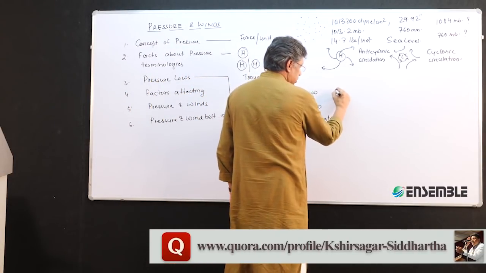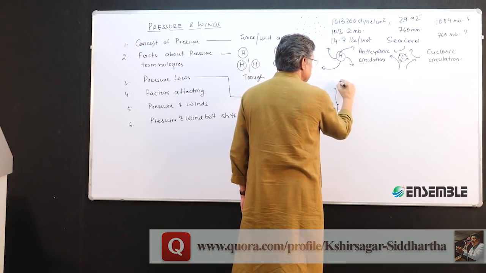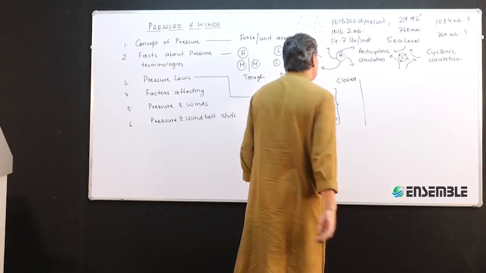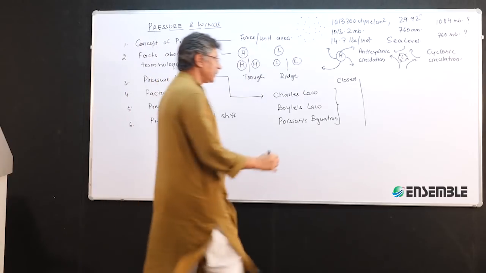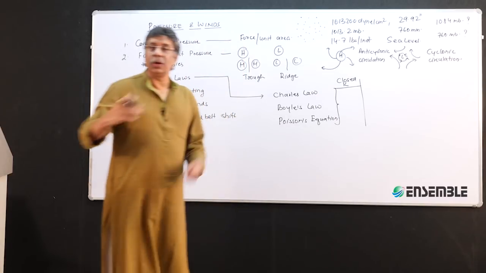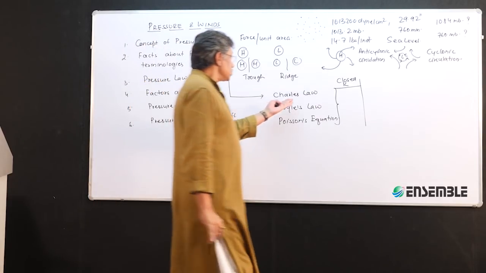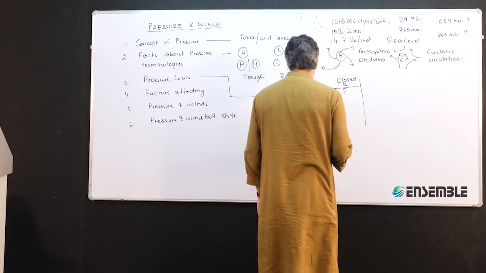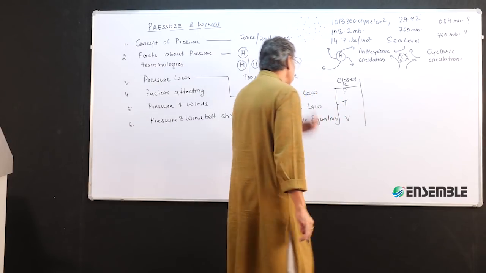Now, all of these laws talk about a closed system. It's going to be a closed system. That means they're going to assume something to be constant, and then they allow other aspects to vary. So what exactly is it that Charles' law assumes to be constant? It assumes that pressure is constant. Boyle's law assumes that temperature is constant, and Poisson's equation assumes that volume is constant.